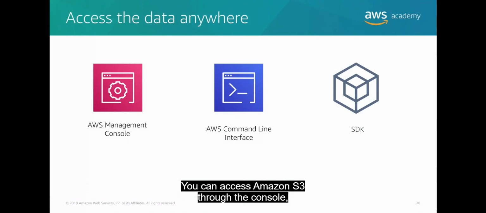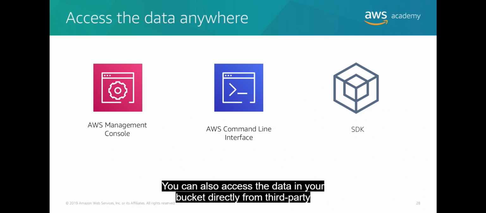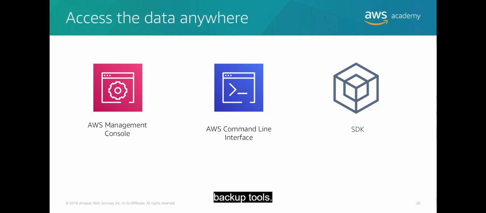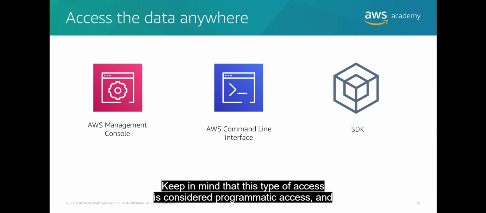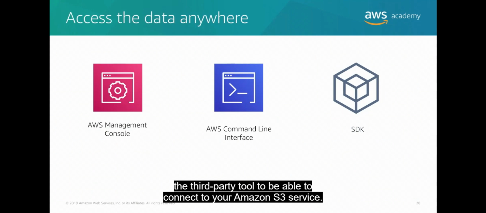You can access Amazon S3 through the console, AWS command line interface, or AWS SDK. You can also access the data in your bucket directly from third-party backup tools. Keep in mind that this type of access is considered programmatic access and will require that you provision a key pair for the third-party tool to be able to connect to your Amazon S3 service.